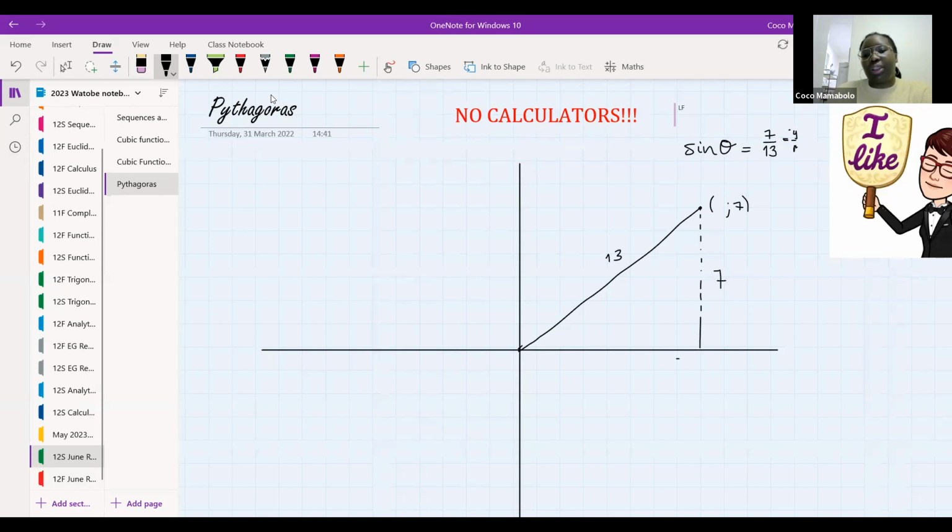How would we work out what the x value is, guys? What would we use to calculate for the x value? Any ideas? Good.